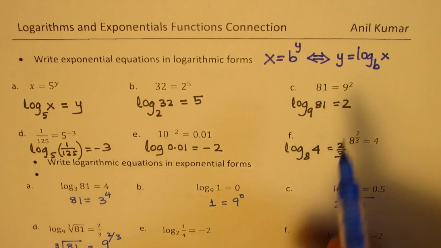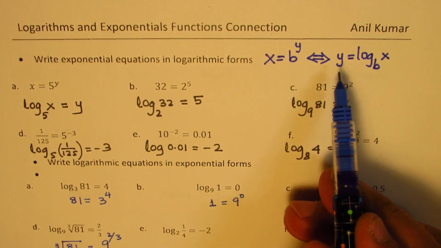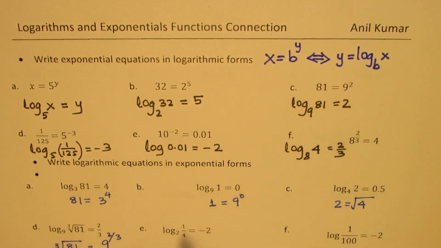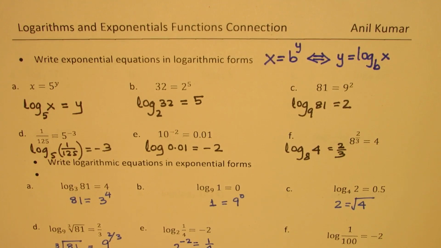Right? So I hope you're getting the concept. So y is your exponent and this is your base, right? So the base is 2 and y is your exponent. So we get 2 to the power of minus 2 equals 1 over 4. Clear?